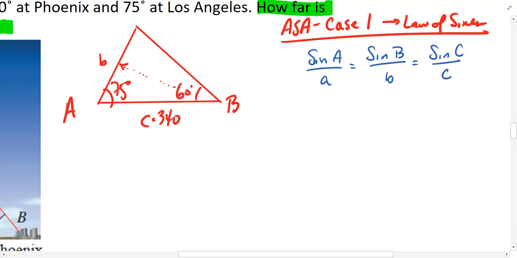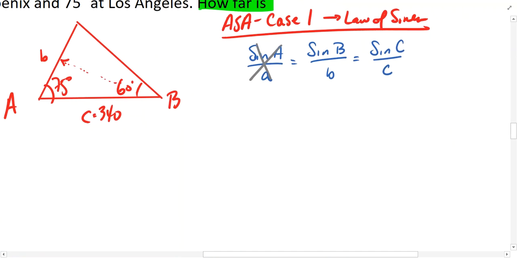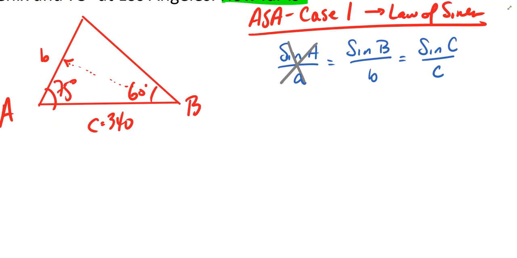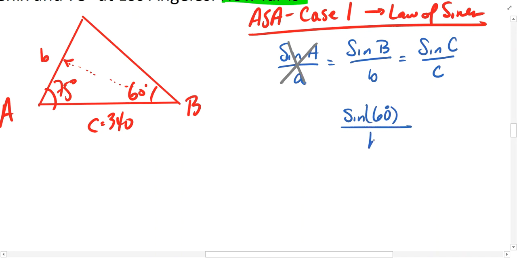Now, I don't know that this component of the law is going to be all that helpful to us. What I do notice is that angle measure B is provided, so we can calculate sine of 60 degrees. We don't know side length B. That's exactly what we're solving for. We at the moment don't know what angle measure C is, but that's going to be easy to obtain. We can see that in just a moment. And we also recognize that side length C is 340 units in length.